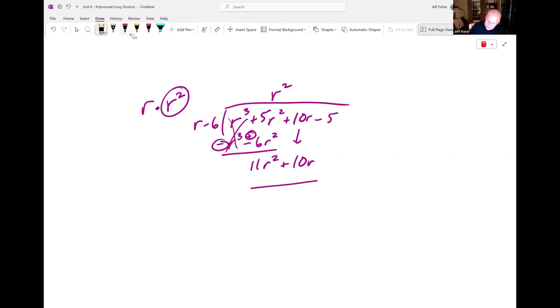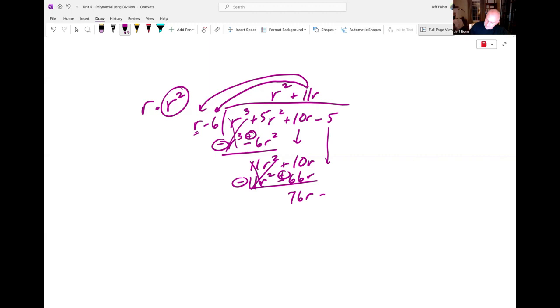What times r is going to equal 11r squared? Well, it's 11r. 11r times r is 11r squared. 11r times negative 6 is negative 66r. We're going to subtract these, so we have to change the signs. These go to 0, and then 10 plus 66 is 76r. Bring down our negative 5. And now we do the same thing again. What times r equals 76r?